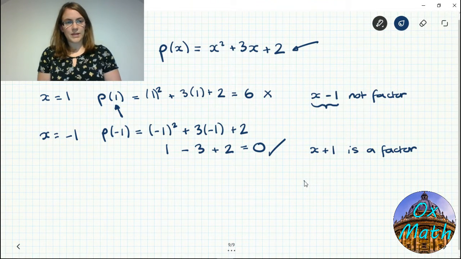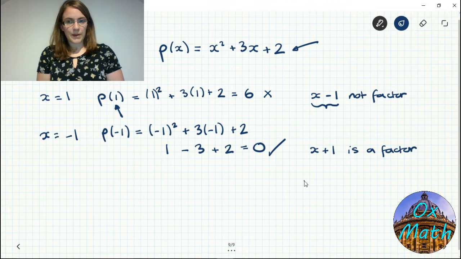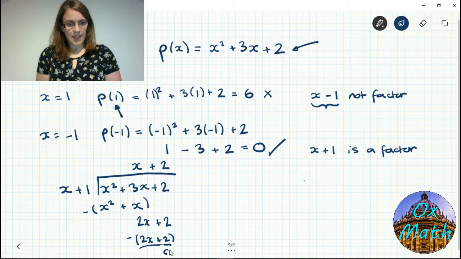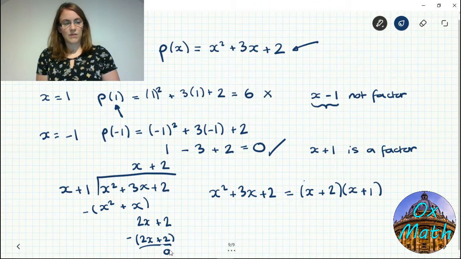We can now go ahead and do polynomial division with that factor to find out what is left. So if we quickly do the x squared plus 3x plus 2 and divide that by our known factor x plus 1, and we can see our remainder is 0. So we know that x squared plus 3x plus 2 is actually equal to x plus 2 lots of x plus 1, and it goes in exactly, there is no remainder.